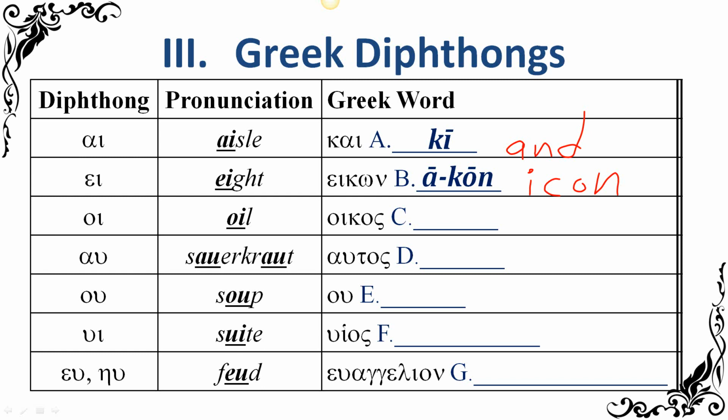Now, this one actually never formed any major problems for me. For some reason, I got it, and I think I'm just weird on that one. But omicron iota sounds like the oi in oil. And so for me, that one was easy. For some reason, that one never messed me up. So the next word is oikos.